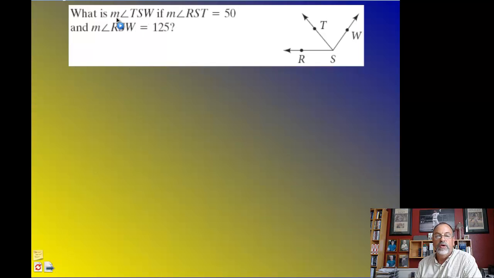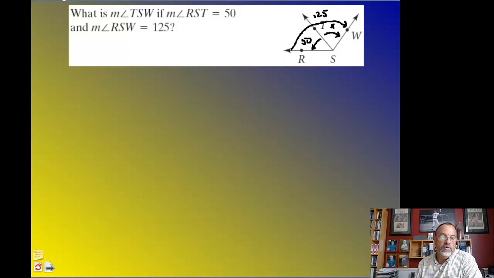So here, what is the measure of angle TSW? Let's go ahead and identify that. TSW is this angle from here to here. So what is the measure of that angle? Let's just call it x maybe. If RST, which is from here to here, equals 50, and the measure of RSW, this large angle, is equal to 125.